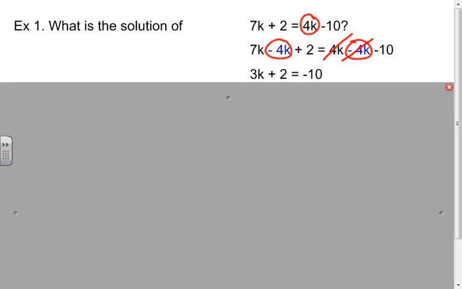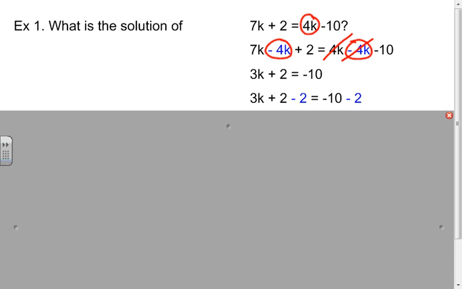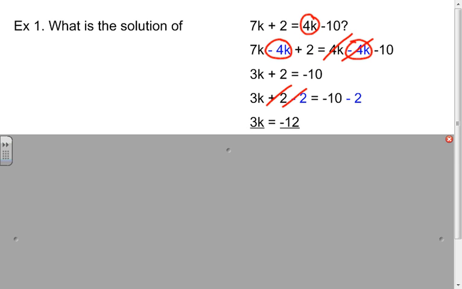I need to get rid of the adding 2 first because it's farthest away. The inverse of adding 2 is subtracting 2. So I'm going to do that to both sides. Adding 2 and subtracting 2 cancel because they're inverses. On the left, I have 3k. On the right, negative 10 minus 2 gives me negative 12.